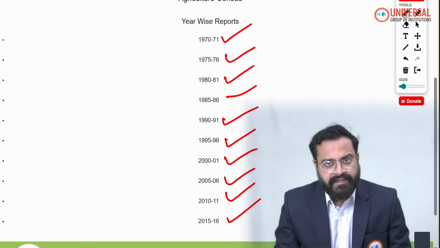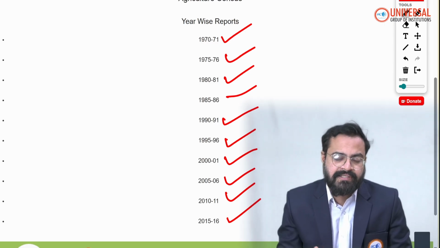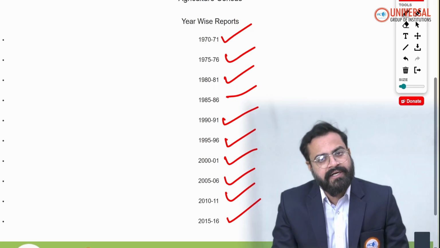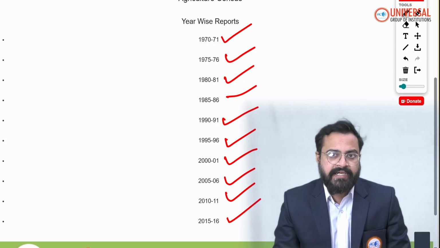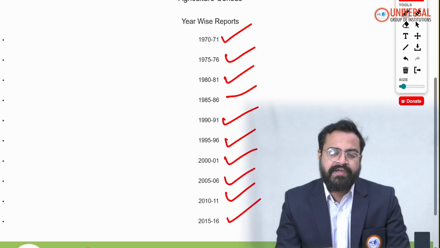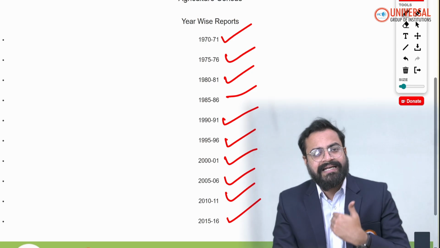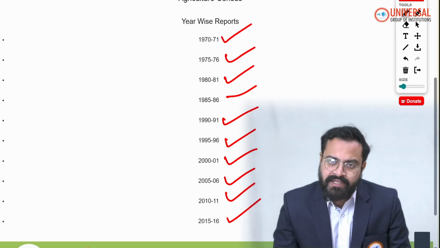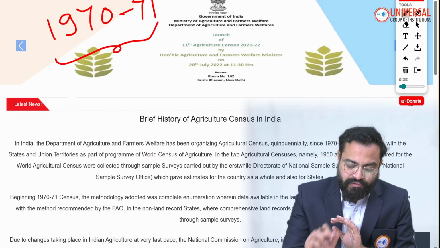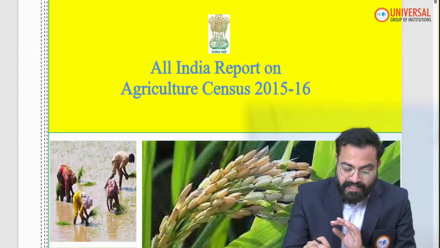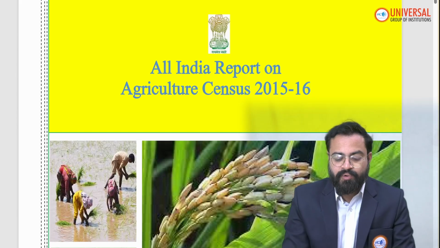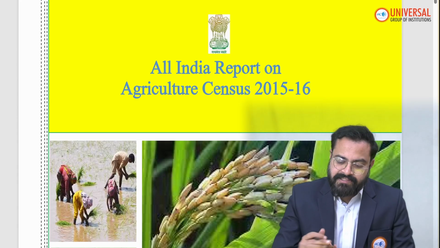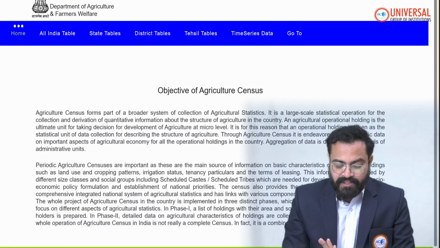Every agricultural census is conducted across three phases. Phase 2 of the 11th agricultural census has been completed. Phase 3 is underway. In some of the states, phase 3 is also complete. So the full-fledged report of the 11th agricultural census is yet to be out. If we look carefully, an all India report on agricultural census will be out once the 11th agricultural census is completed. Can you focus here very clearly?